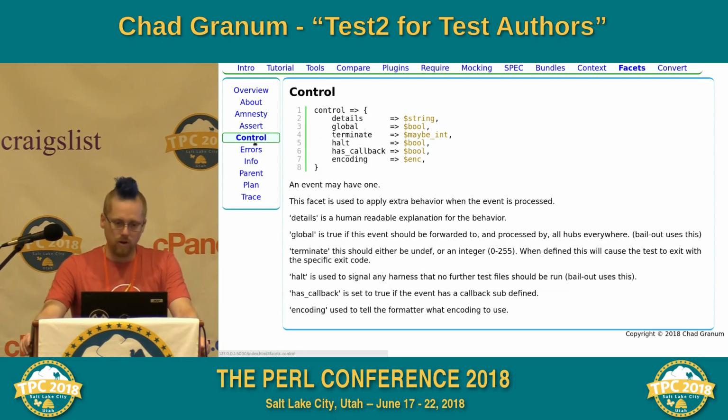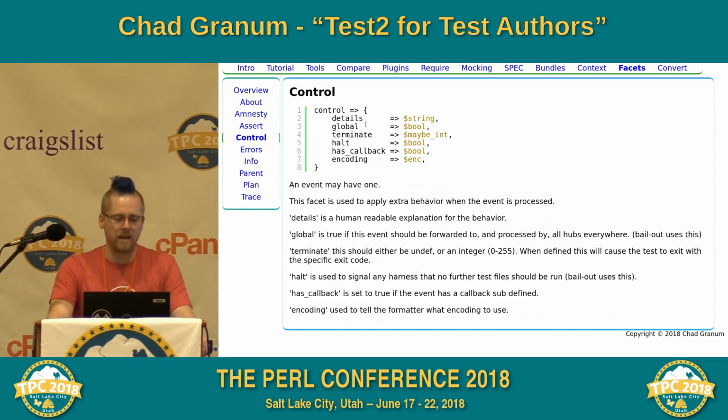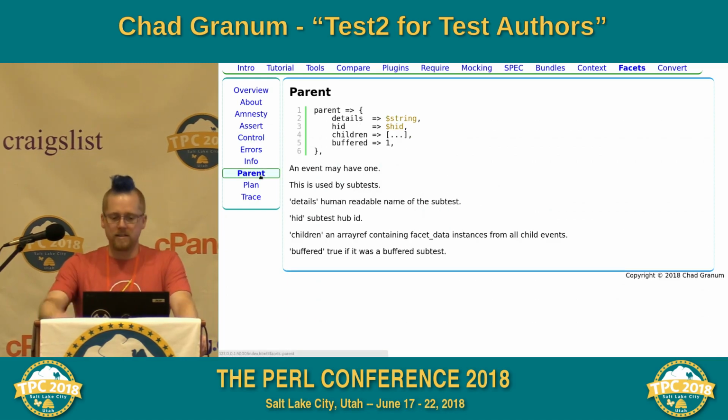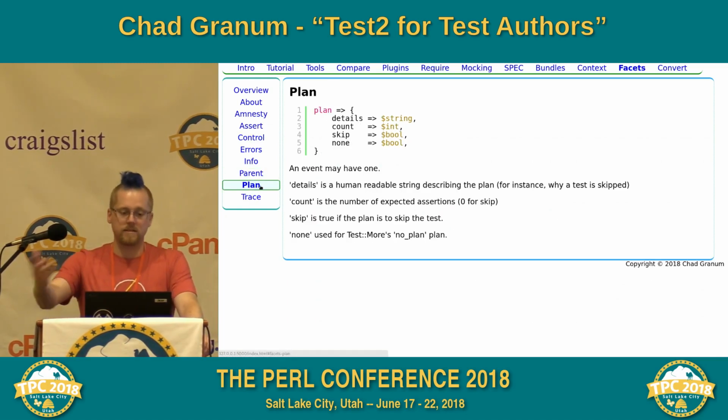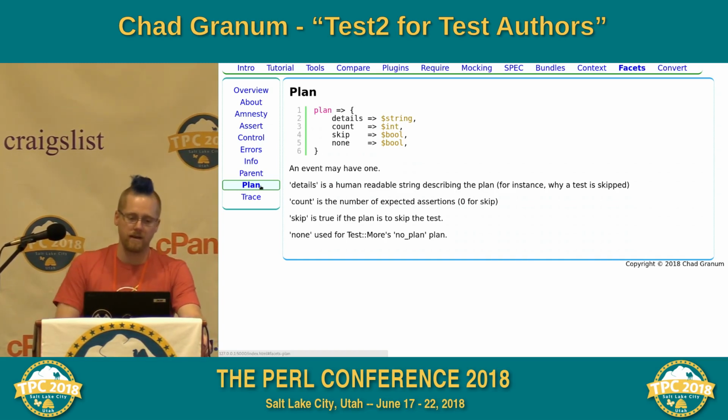Let's see, control gives you a lot of things you can do, like bailout is implemented by telling it to terminate and be global. Parent is used by subtests, not going to go into details. There's plan facet. So you could actually have a single event that has a plan, an assertion, some amnesty, and tells it to exit 0, all that good stuff.